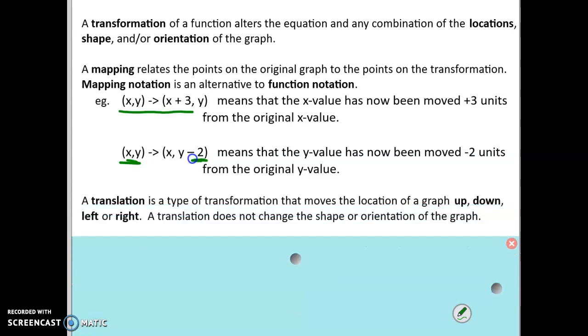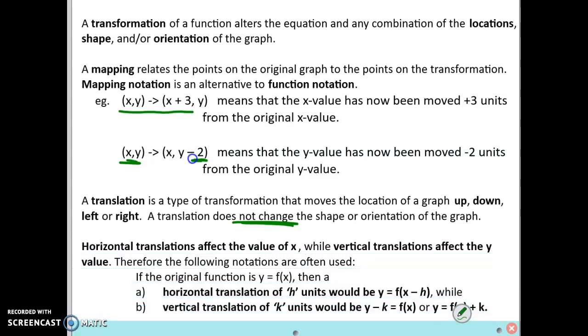So again, you start with an original point, the x's haven't changed, and then the y's move down 2. A translation is a type of transformation that moves the location up, down, left, or right. A translation does not change the shape or orientation of the graph. So a translation means move. All you're doing is moving a graph to a new location. We have 2 types of translations: horizontal and vertical.